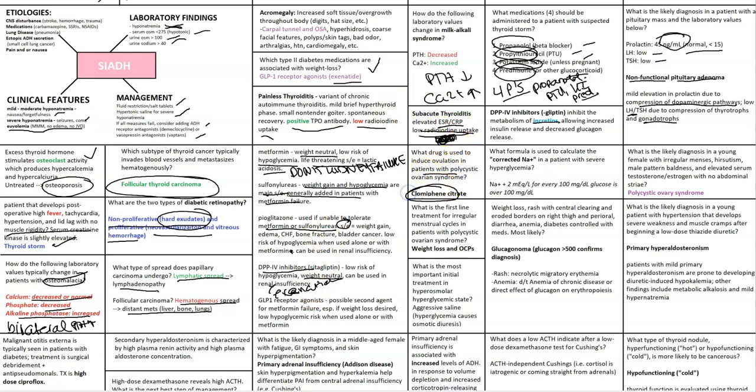What type of drug is used to induce ovulation in patients with PCOS? That would be clomiphene citrate. Which is the first-line medication for irregular menstrual cycles in patients with PCOS? That would be weight loss and OCPs.